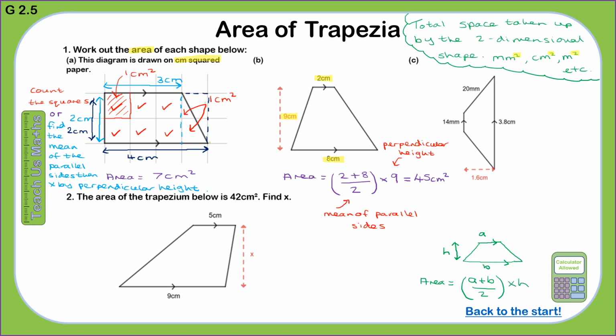So it's your turn to have a go at some questions like these then. In the first set of questions, the trapezia are drawn on centimetre squared paper, so you can simply count the squares. In the second set of questions, the trapezia are not drawn to scale. You will need to use the measurements provided. You will need to use the formula area is equal to A plus B over 2 multiplied by H, where A and B are the parallel sides and H is the perpendicular height.